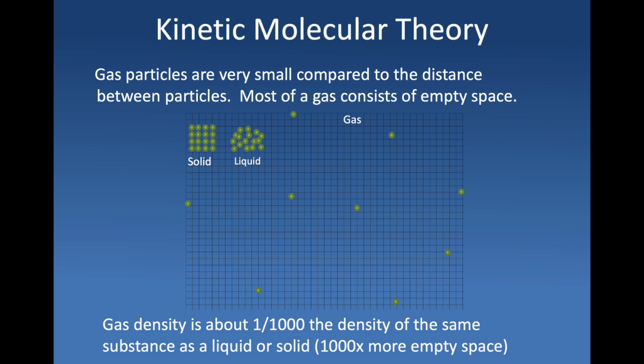Gases tend to have about 1/1000th the density of the same substance as a liquid or a solid. So that's 1,000 times more empty space. So they have very low densities.